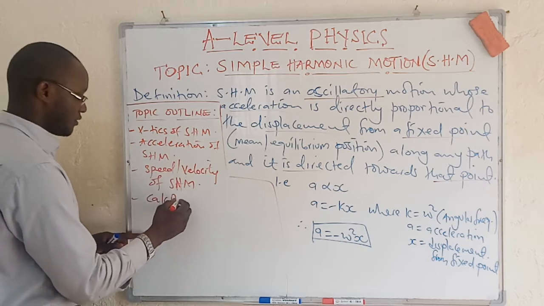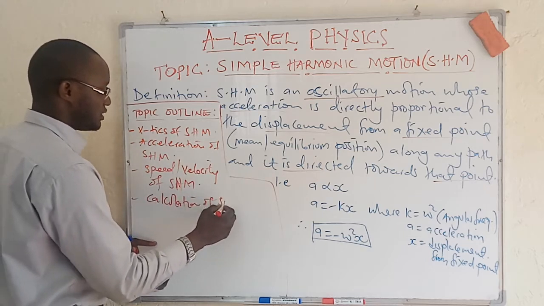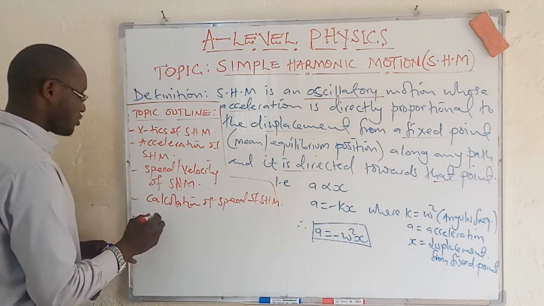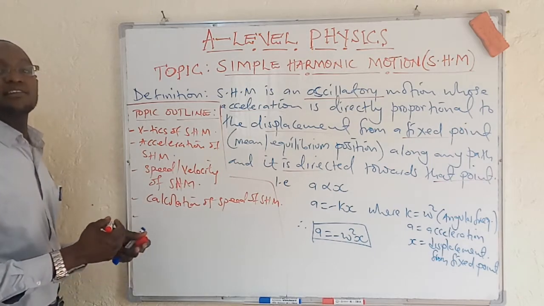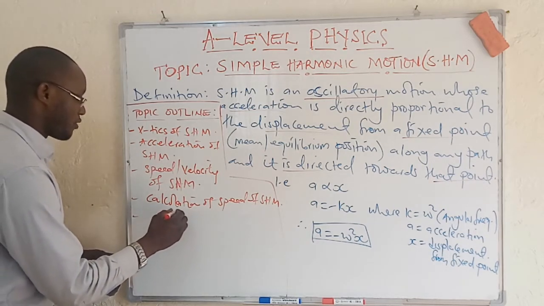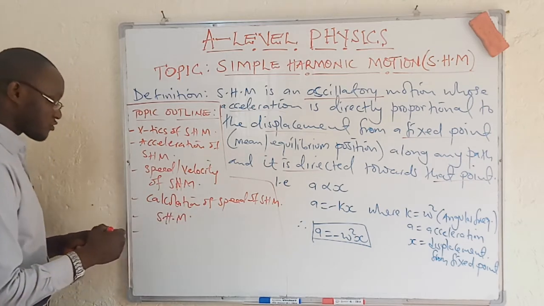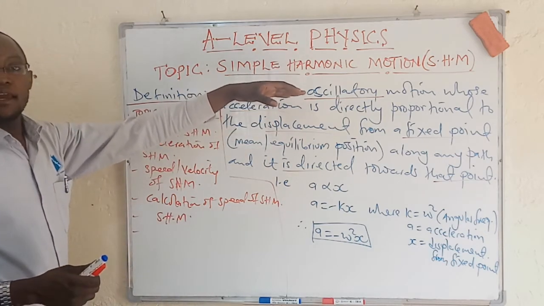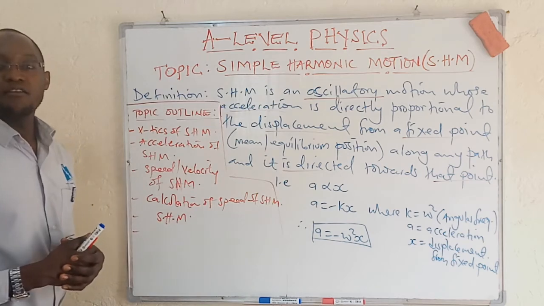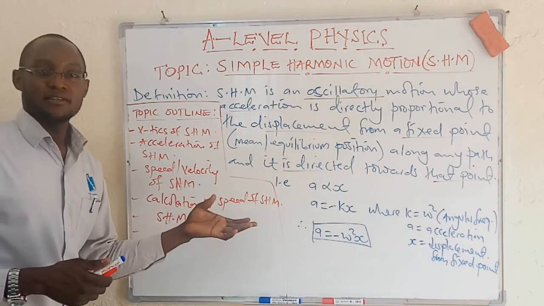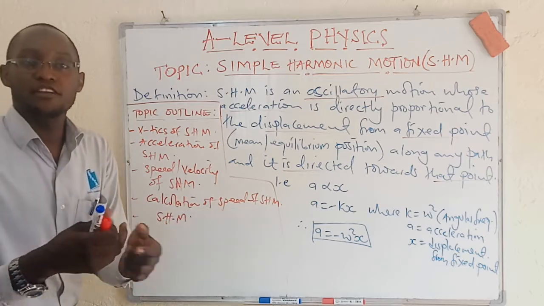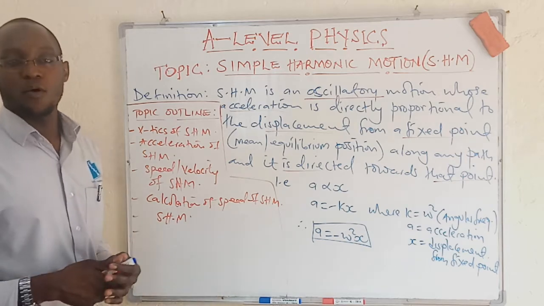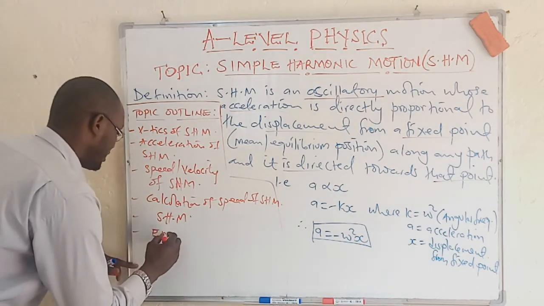So we are going to see how to calculate this speed. Calculation of speed of a simple harmonic motion. Then we are going to talk about characteristic graphs, or what we call the simple harmonic graphs. We are going to also see that in this topic of simple harmonic motion, energy is being conserved. So we are going to talk about the energy in simple harmonic motion. Energy stored in springs, and how this energy is conserved.